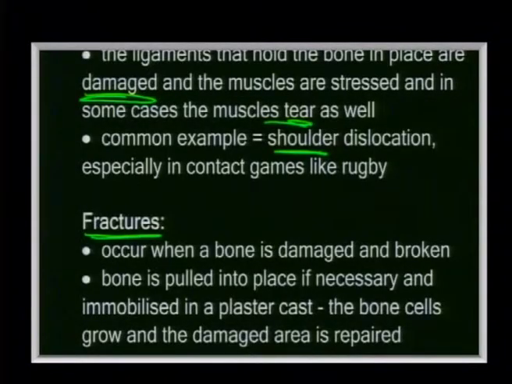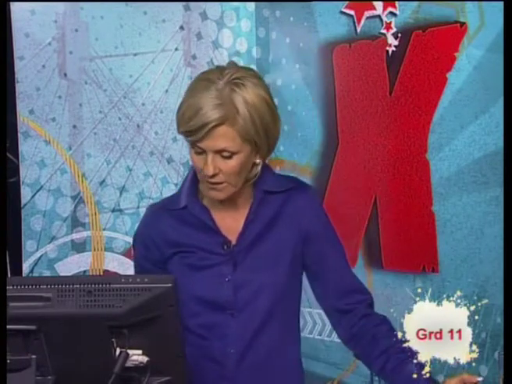Now, a fracture is a break. In other words, the bone is damaged. It's broken, and it can be broken in lots of different places. The first thing you're going to do is immobilize it using a plaster cast. Why? So that you can give the bone tissue a chance to repair and heal itself, and the muscle tissue around it to repair itself as well, and to grow back together.